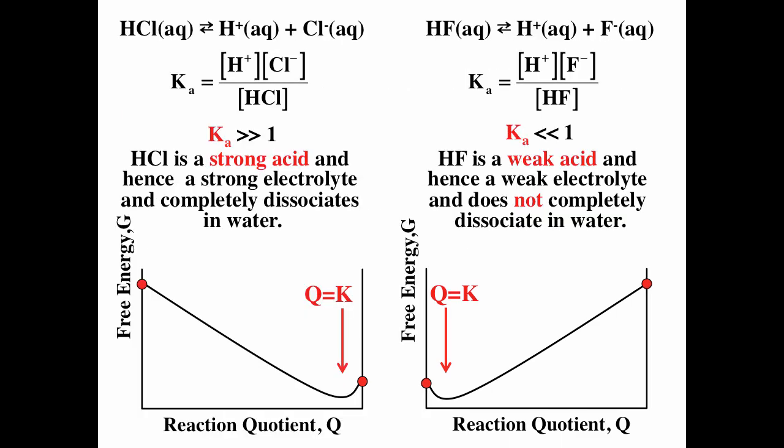And so on the left, we have HCl, which is a strong acid. Pretty much completely dissociated. Your Ka is very, very large. On the right, we have a weak acid. A very small number of those molecules dissociate, and so your Ka is very, very small.